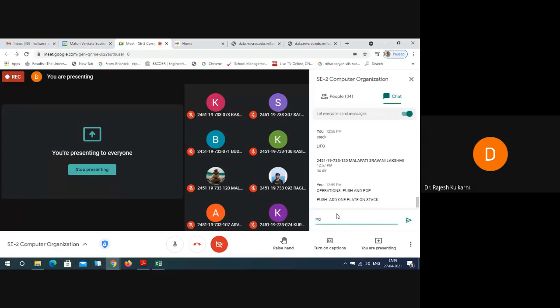Now, the other operation, pop, means somebody comes and wants to eat. He'll be picking up the topmost plate. That is what is called the pop operation. So we have the push operation and the pop operation, and these two operations indicate last in, first out.